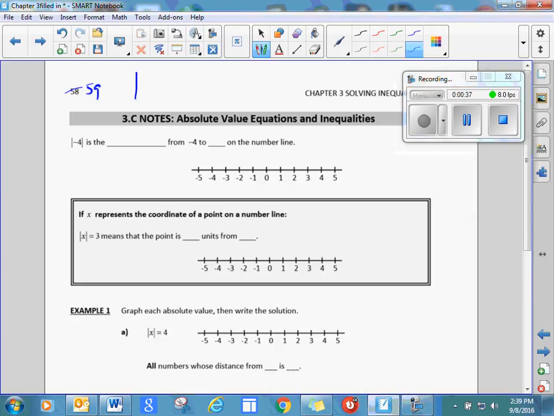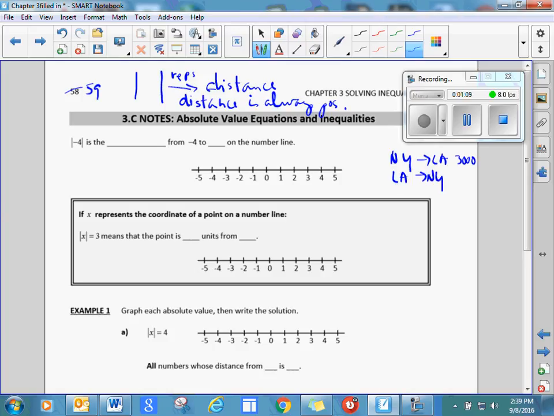Absolute value represents distance. And distance is always positive. So you might want to write this somewhere where you can remember it. Distance is always positive. If I say the distance from New York to LA is about 3,000 miles, that's the same as LA to New York. Positive 3,000. One of those is not negative because distance is always positive.